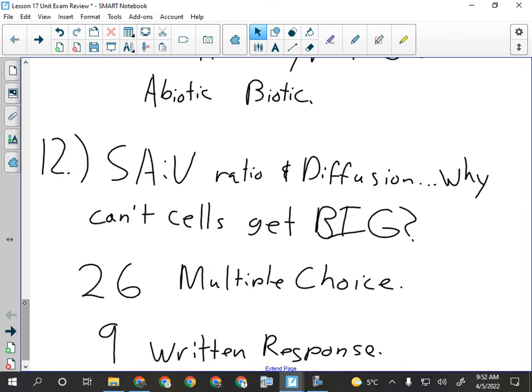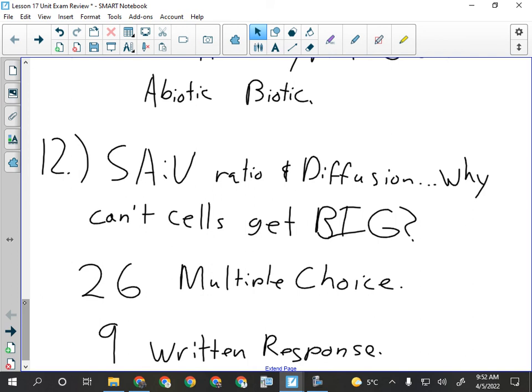Oh, and I printed the test in color, so the pictures are nice and clear. And there's a description. Obviously, I don't just throw a picture up and go explain. There's a blurb about it. And question number 9 is number 12.